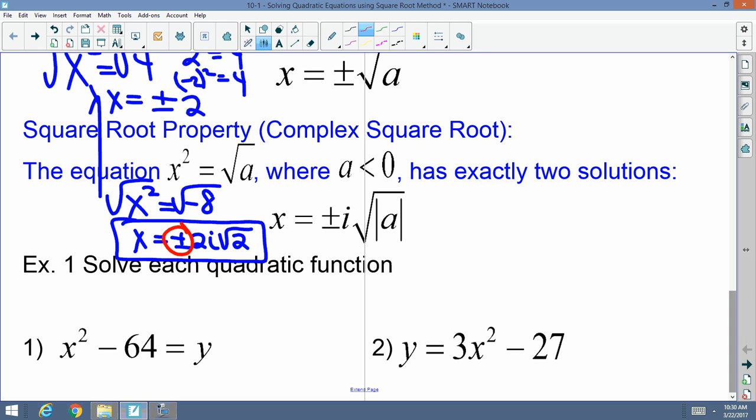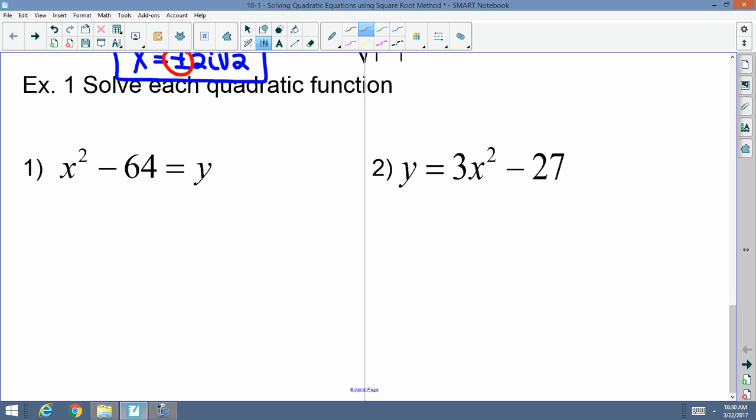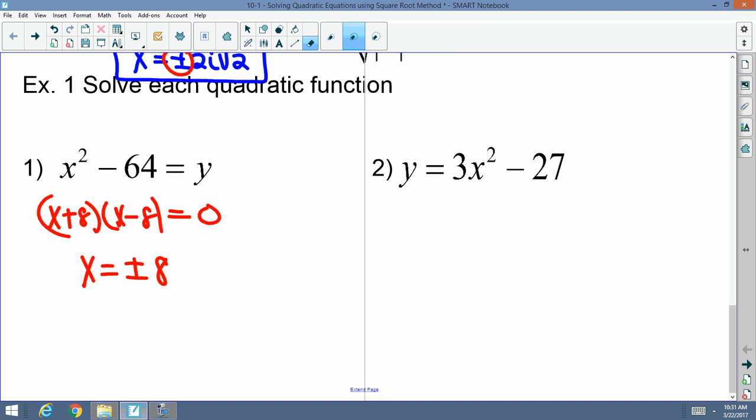Nice and easy. All right, so we have x squared minus 64 equals y. Yes, you can absolutely do this because I don't have a bx. Yes, there's 2 ways to skin this cat. This is why having tools in the toolbox is very important. You could go, wait a second, this is a difference of squares. This is x plus 8, x minus 8 equals 0. So x equals plus or minus 8. Can't you do that? Yes, you can.